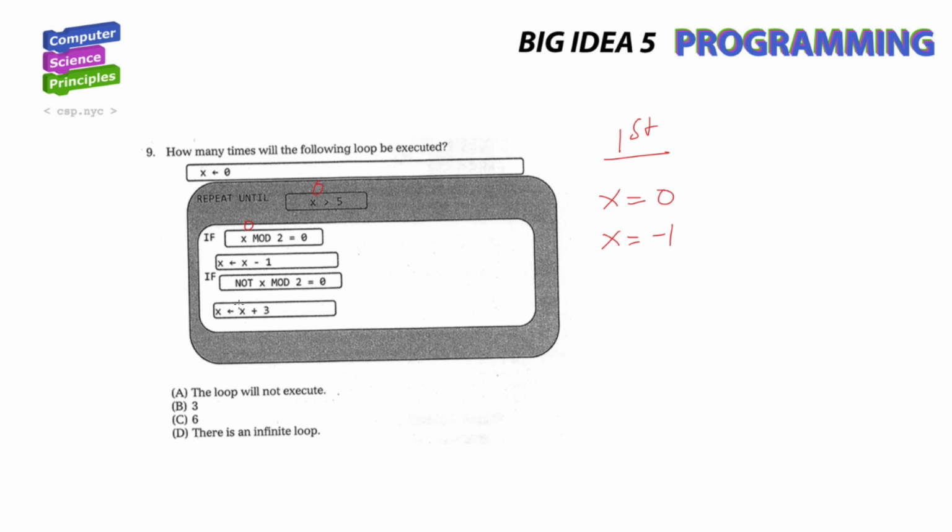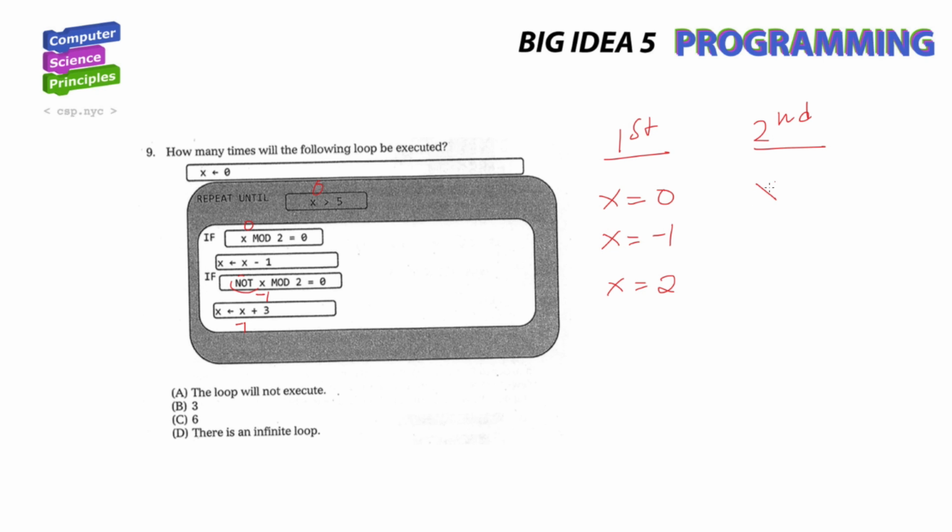Next, so we're still in the first repeat, so not negative 1 mod 2 equals 0. Well, negative 1 mod 2 leaves a remainder, and so the remainder is not equal to 0, so this is therefore true because of the not. And so what we do is the x comes here, which is negative 1 plus 3, is going to be 2. So x takes on the value of 2. So with the first loop, that's the first time we end up with x equals 2. Now the second time, let's take a look.